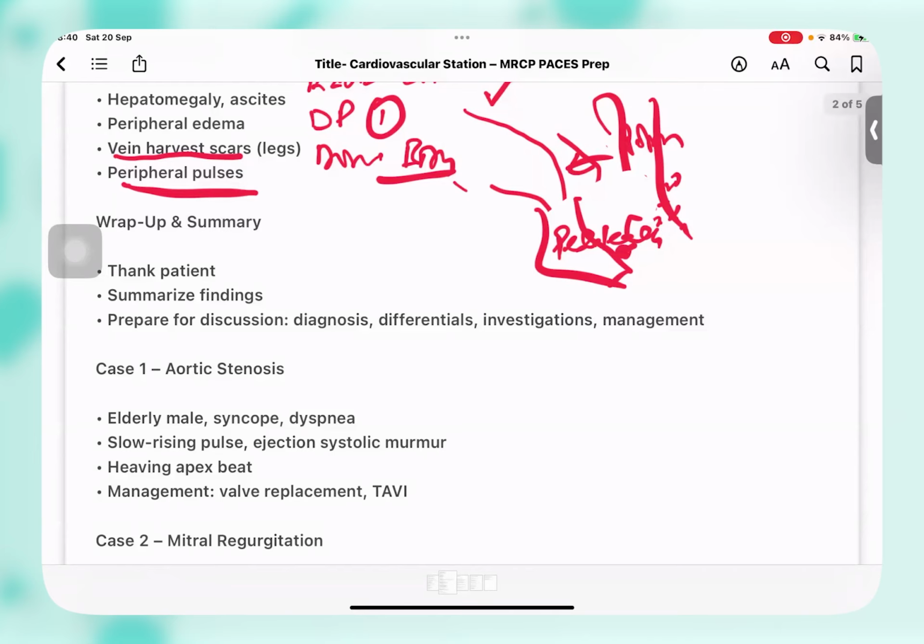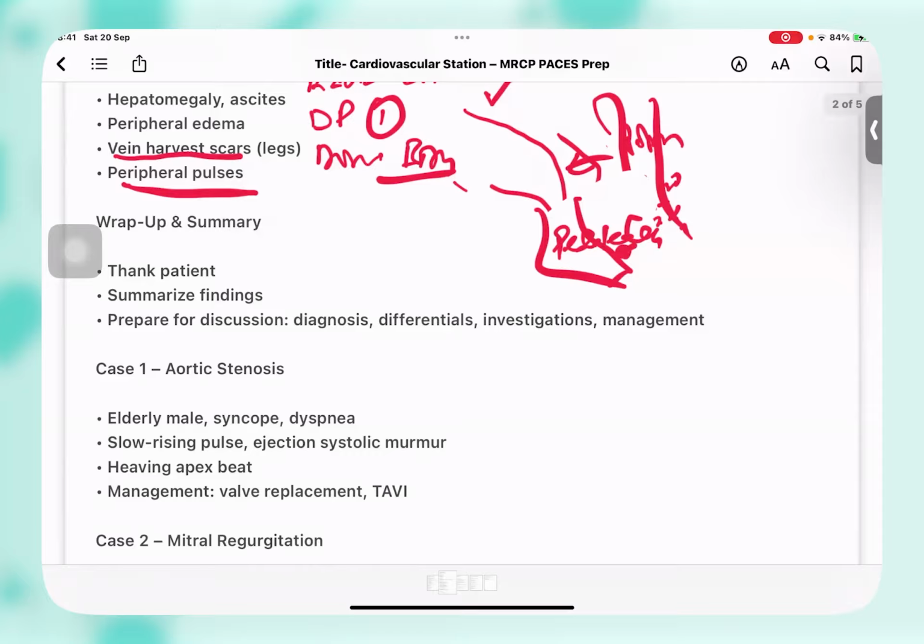So there will be pulses, parvus et tardus. That is a slow rising pulse and a slow pulse. On auscultation, you will find an ejection systolic murmur in the aortic area and heaving type of apex beat. Of course, if the examiner asks you, then valve replacement it is. And in aortic stenosis, the ejection systolic murmur can be auscultated in the carotid also. So whenever you put a stetho on the carotid, always hold the pulse of the patient. Why? Because that is how you would know that this is a systolic ejection murmur. Is that clear?